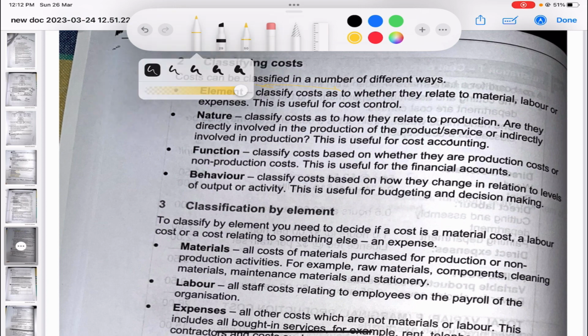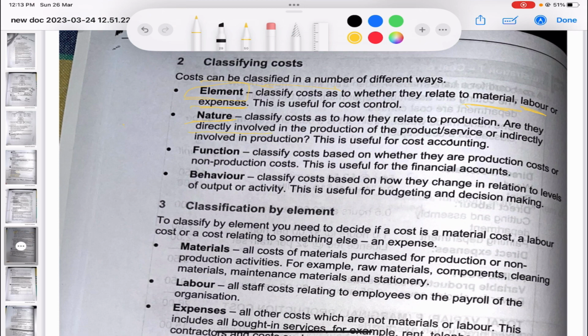The first way you can classify it is by element. What do you mean by element? What element has been used? Material element, labor element and other expenses. This is how you classify on the basis of element. You classify the material, labor and expenses. And now you can also classify costs on the basis of nature. What do you mean by nature?